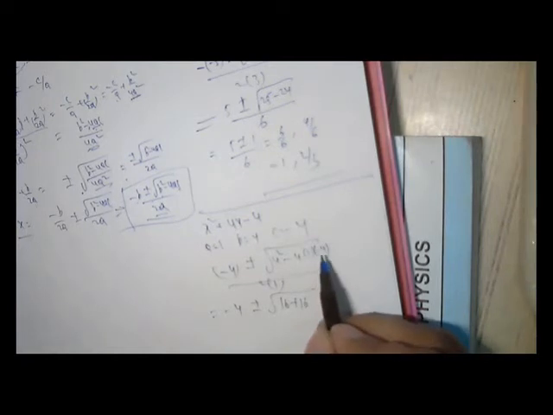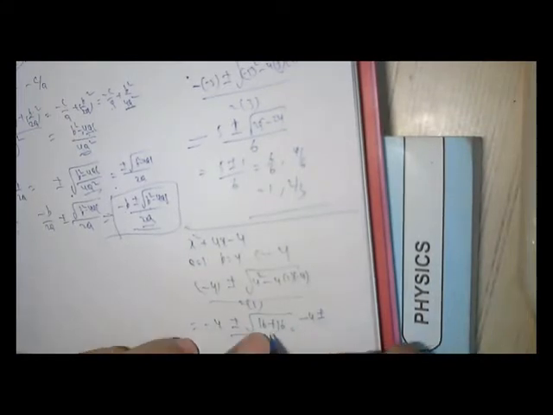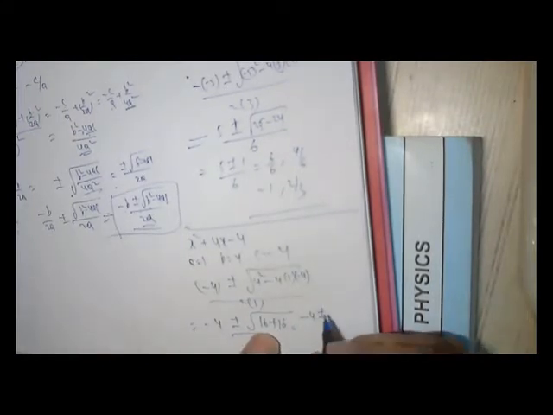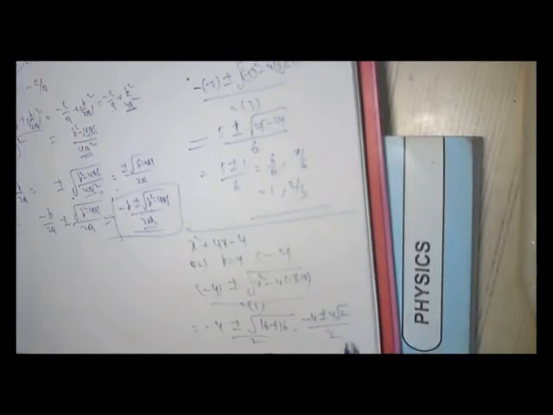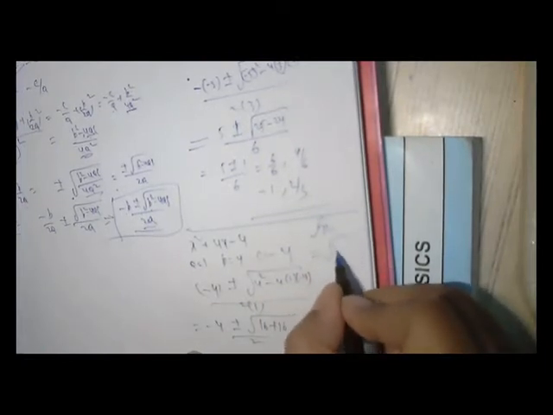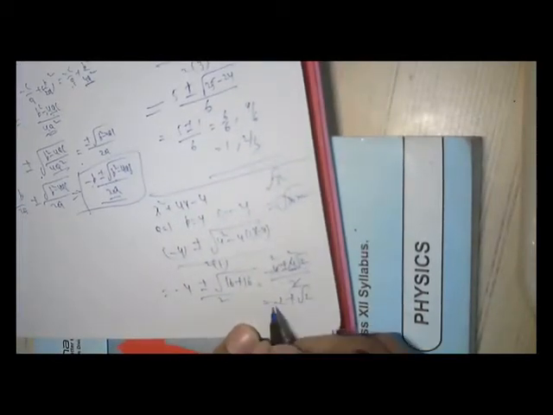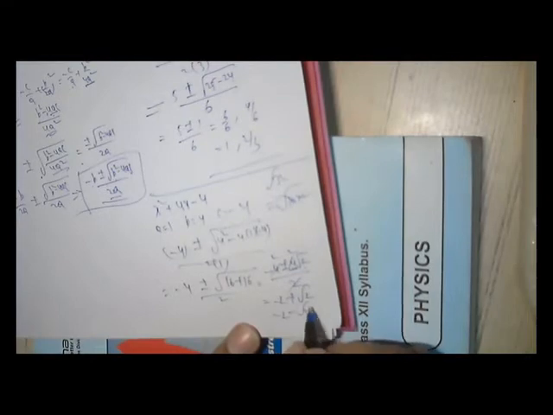4 plus 4, 4 fours are 16, minus plus, by 2. That is equal to minus 4 plus or minus root of 32. Root of 32, so I put 4 outside, root 2, by 2, because root 32 is equal to root of 16 into 2. So root of 16 is 4, inside is 2. So if I divide it by 2, minus 2 plus root 2 or minus 2 minus root 2.